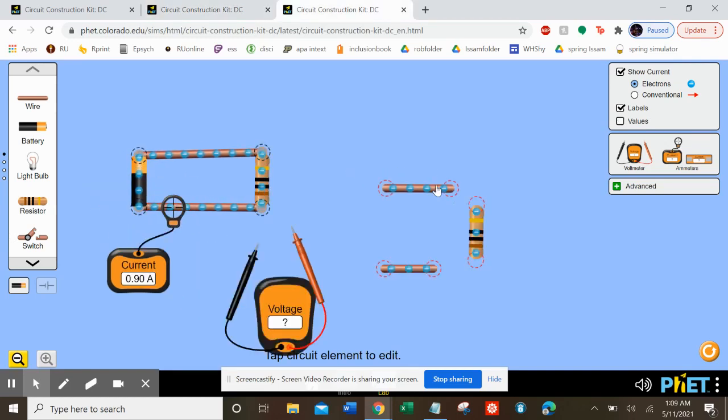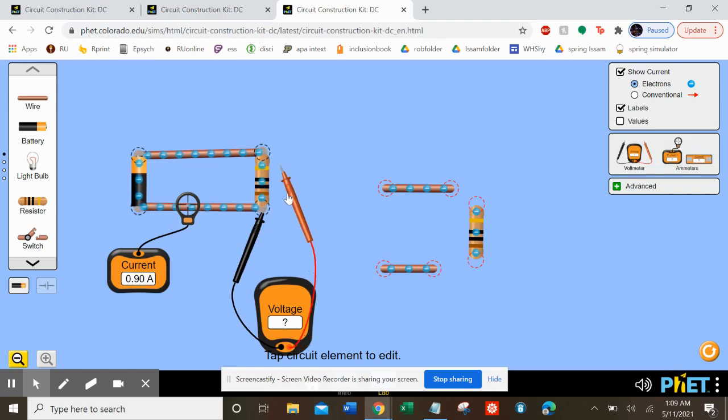Okay, so now we're going to do a very similar thing, except we're going to do it for a circuit in parallel. So right now, you can see there's 0.9 amps of current flowing through this circuit. Again, it's a closed loop. That's a circuit. It's a 9-volt battery. There's 9 volts across that resistor.